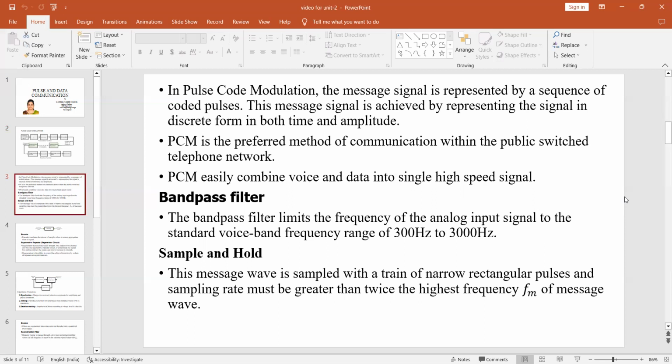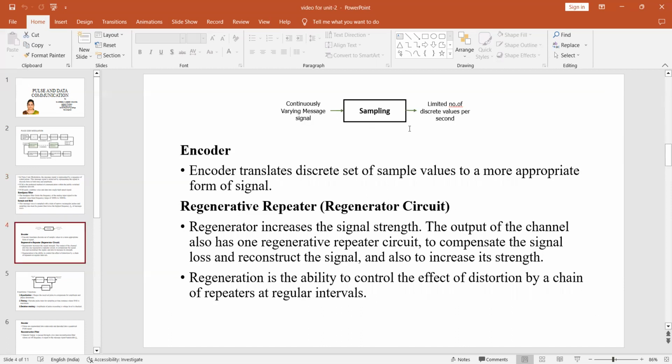The band pass filter limits the frequency of the analog signal, and it allows only the frequency range between 300 Hz to 3000 Hz. Then the sample and hold circuit: from the analog message signal, we take samples with a train of rectangular pulses, and it should satisfy the Nyquist criteria. The sampling rate is greater than or equal to twice the highest frequency of the message wave. So a continuous signal after sampling is converted into a limited number of discrete values per second. And then we go for the encoder. The encoder translates the discrete set of samples into an appropriate form. It will encode the signal.